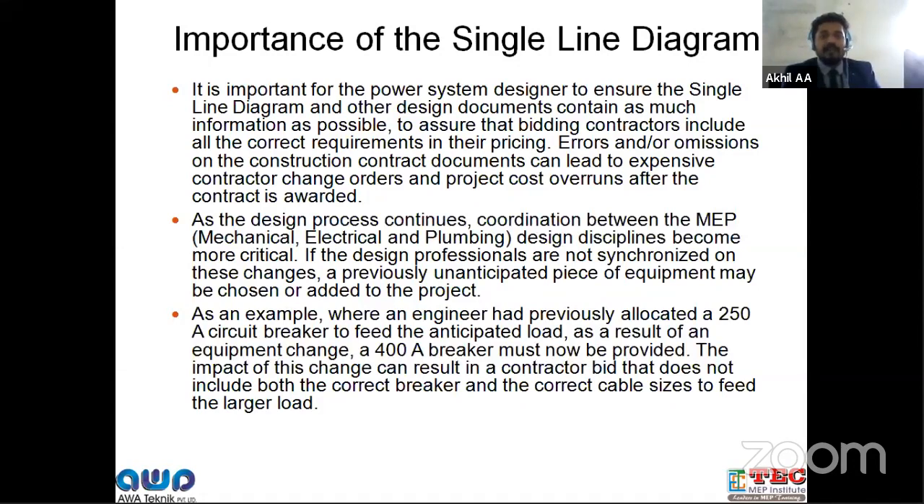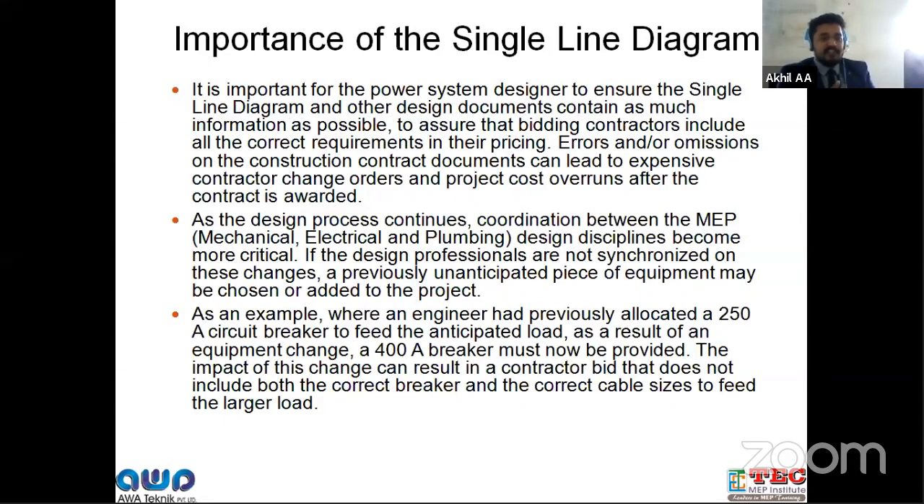So if you are not coordinating with the newly updated load, it might cause some problems, like the circuit breaker size will be changing as per the new HVAC load, and the cable size will be changing as per the new HVAC load. So you have to make sure you are coordinating with them, and you are updating it in the single line diagram.